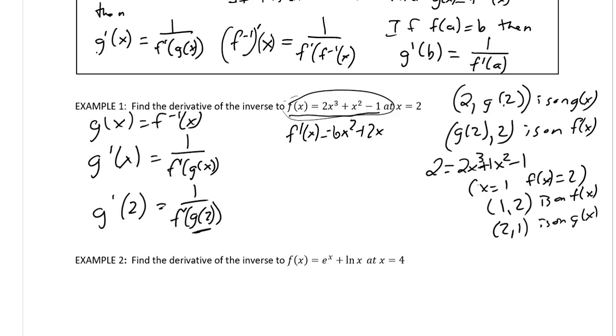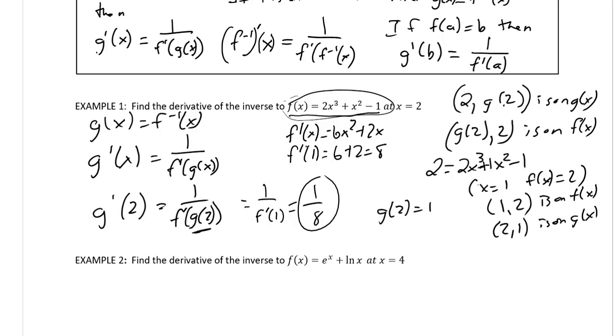Now I can plug that in here. f prime of 1 equals 6 plus 2, which is 8. So we come down here and we get 1 over f prime of 1, which is 1 over 8. That is the derivative at x equals 2.